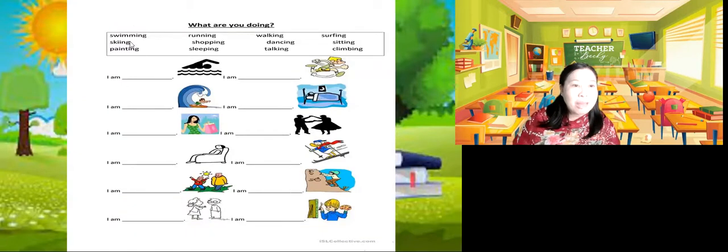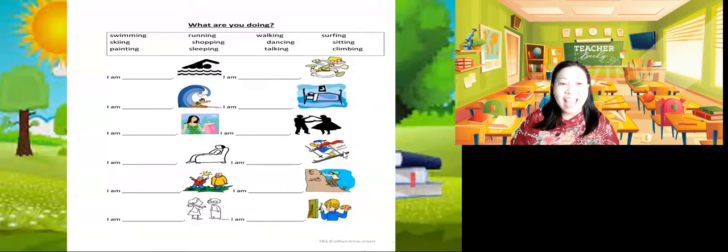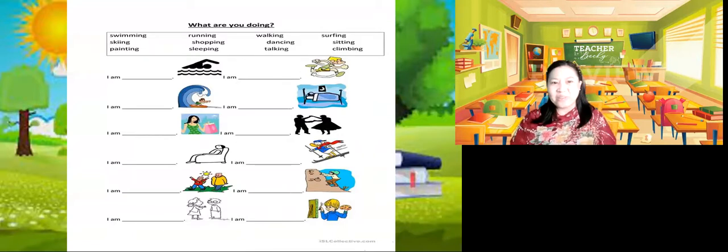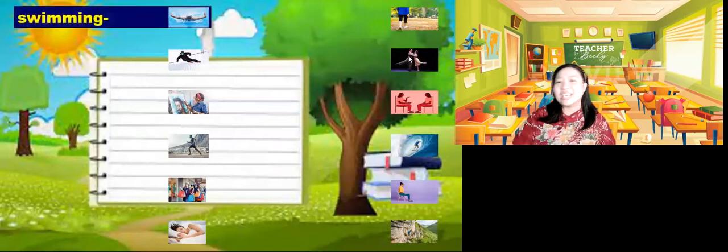So number one, I am swimming. Number two, I am surfing. Number three, I am shopping. Number four, next, I am sitting. I am walking. I am talking. I am running. Yeah, the word is here. I am sleeping. This is the word. I am dancing. I am skiing. Okay. I am climbing. I am painting. Wow, good job.